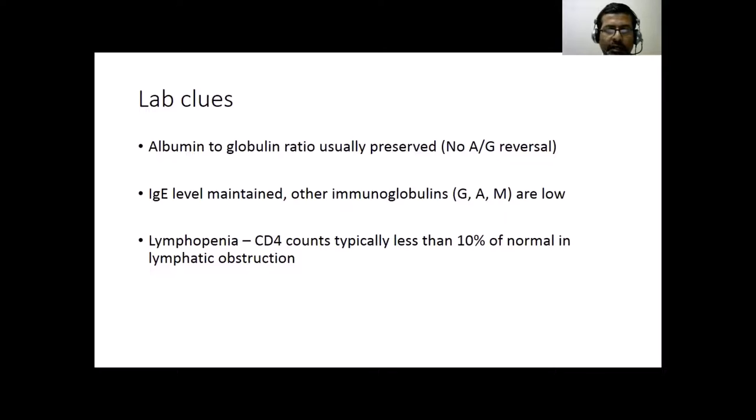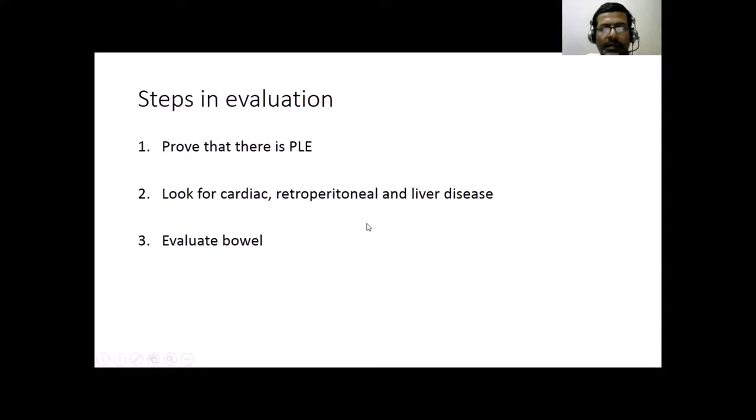If CD4 count is measured, it's typically less than 10% of normal in lymphatic obstruction and lymph leak into the gut, because CD4 cells are peripherally circulating cells, and those cells are preferentially lost if you have a lymph leak into the gut. Steps in evaluation, 3 steps. Prove first that there is protein losing enteropathy. Look for cardiac, retroperitoneal, and liver disease, and then evaluate the bowel.